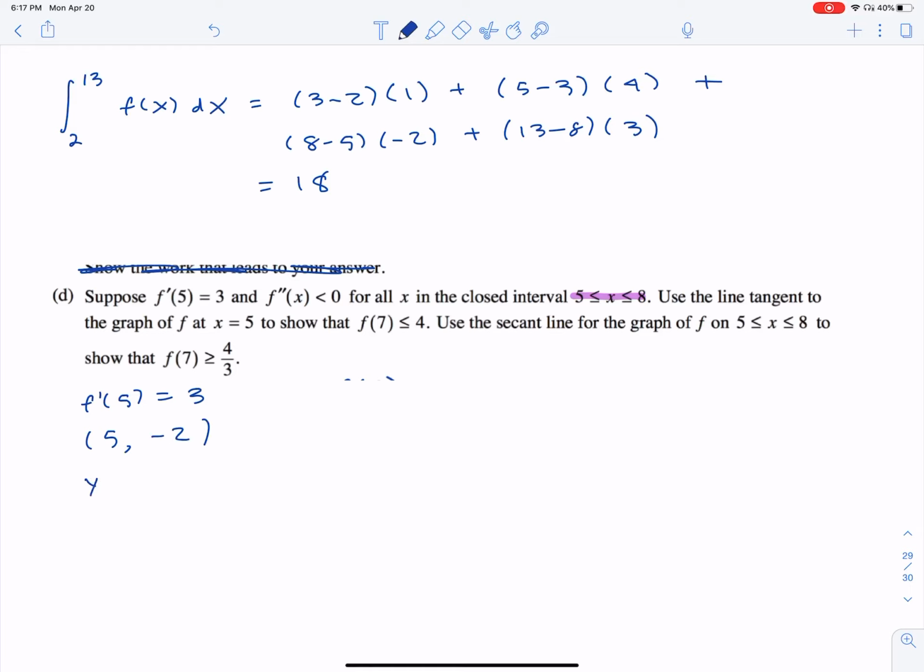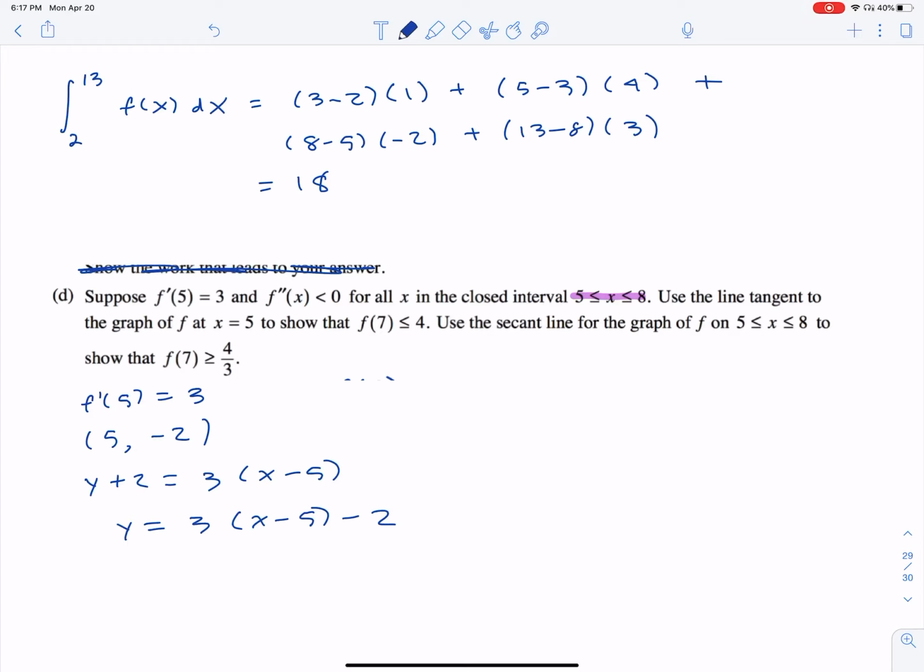So let's write the equation of our line. We get y plus 2 equals 3 times x minus 5. I'm going to solve this for y for no good reason. They didn't ask us to, but I'm going to do it anyway. So I get y equals 3 times x minus 5, minus 2. Okay, there's the equation of my tangent line. What do they want to do now?